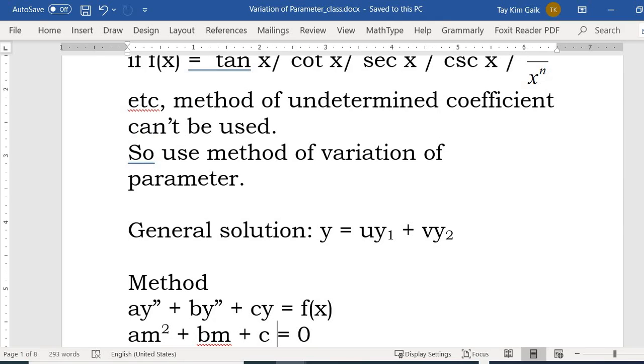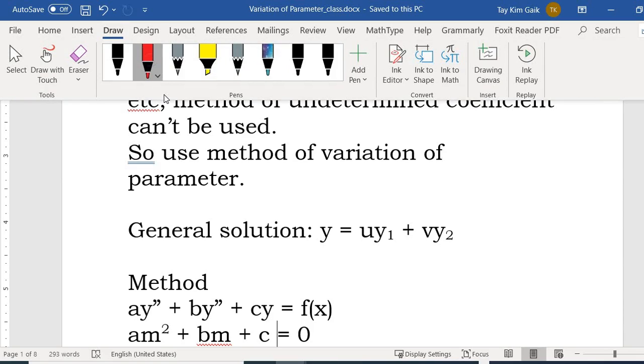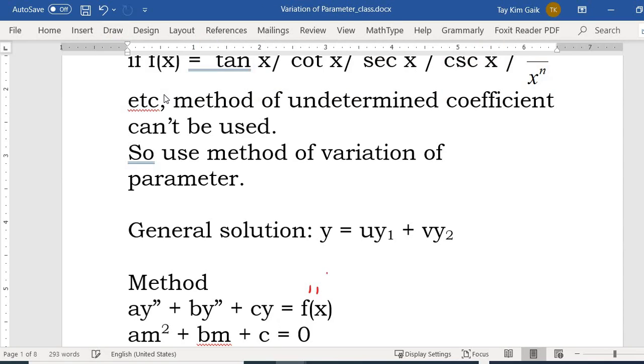And to solve the non-homogeneous equation, as usual, you have to solve the homogeneous equation first. To solve the homogeneous equation, you let the f(x) equal to 0, and then you replace the second derivative by m squared. Oh, sorry, this one is the first derivative. And then replace your first derivative by m, and y by m to the power 0.